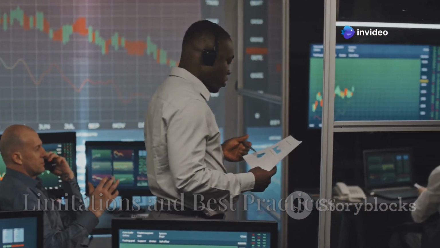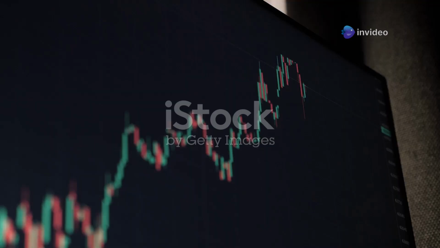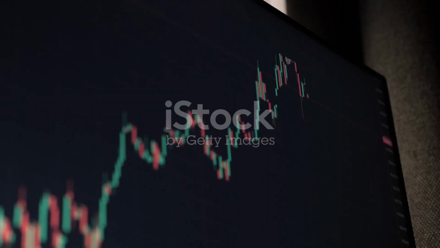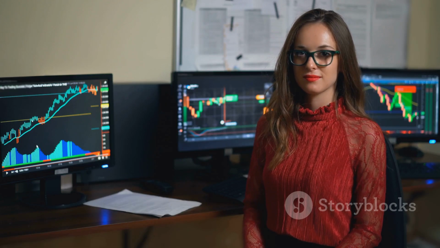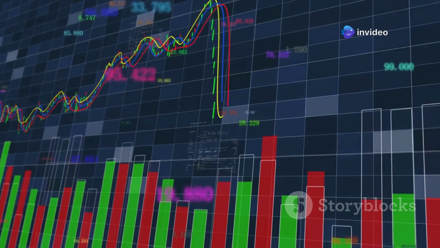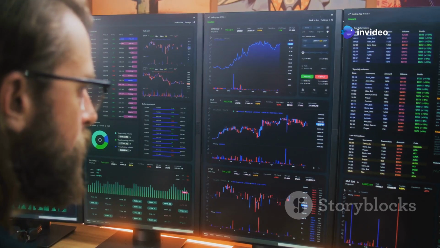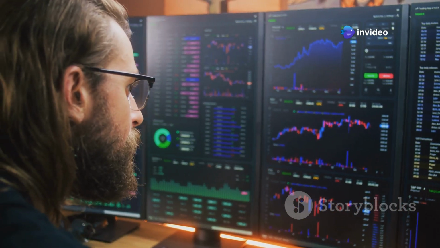No tool is perfect, and that includes RSI. False signals can occur, especially in volatile or sideways markets. RSI works best when combined with other tools, like moving averages or volume indicators. So use it as part of a broader trading strategy, not in isolation.